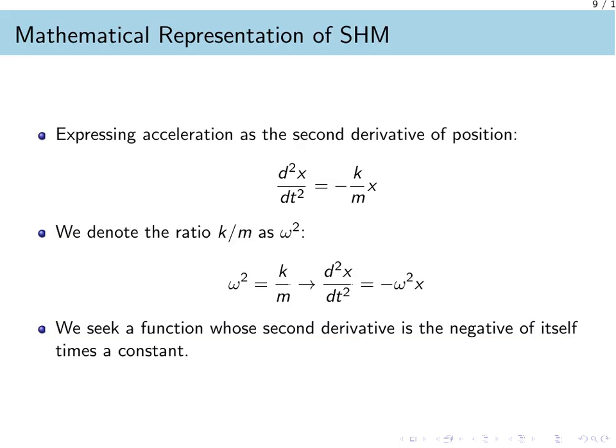To develop a mathematical representation of this motion, we express acceleration as the second derivative of position with respect to time. This gives us a differential equation where the second derivative of position equals negative k over m times the position. To simplify this, we denote the ratio of the spring constant to the mass as omega squared. This results in the final differential equation where the second derivative of position equals negative omega squared times the position. We are looking for a function that, when derived twice, returns the negative of itself multiplied by a constant.